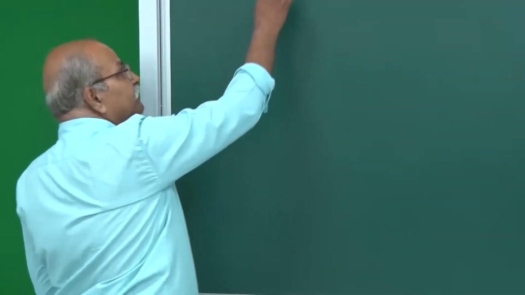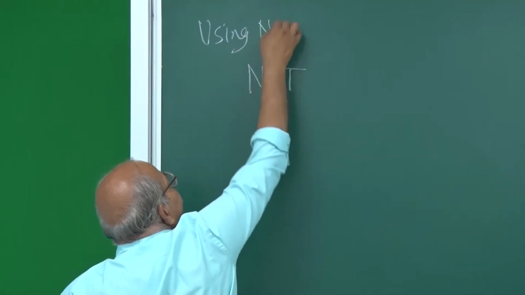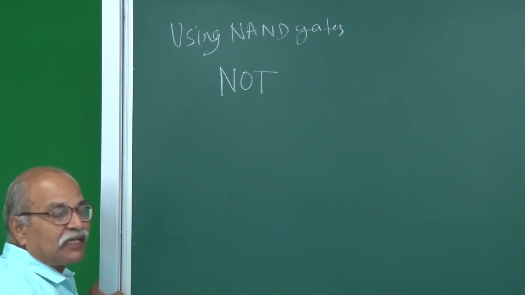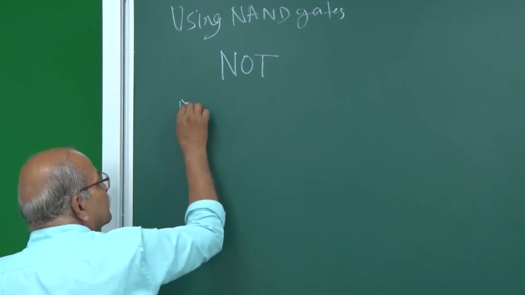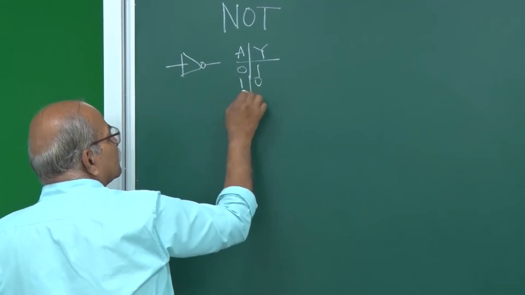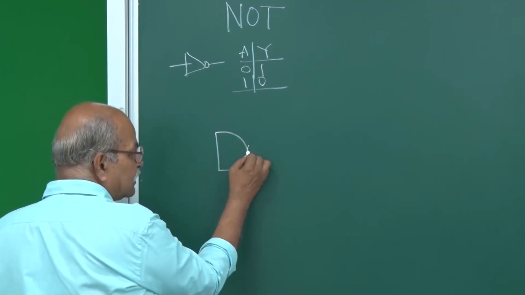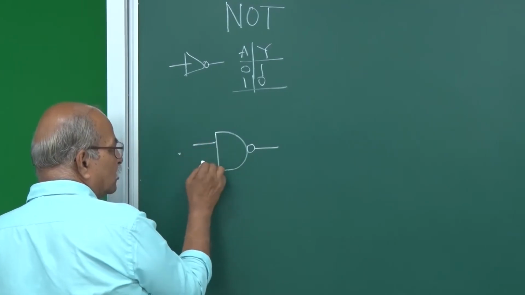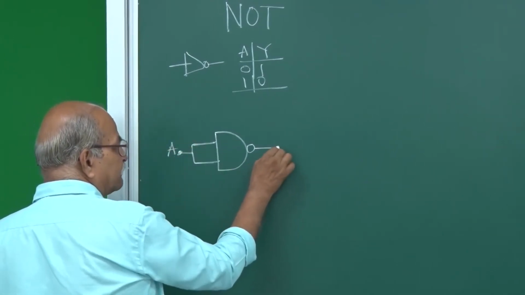First, let us try to make this NOT gate, everything using NAND gates, and pretty simple. NOT is you just take one input and one output, and this was the symbol, and what was the truth table? A is here, Y is here, 0 1 1 0, simple. And you take just a NAND gate, this is NAND, and then your input is just one single input, but the same input you connect to both the input ends. So this point is A and this point is finally Y.